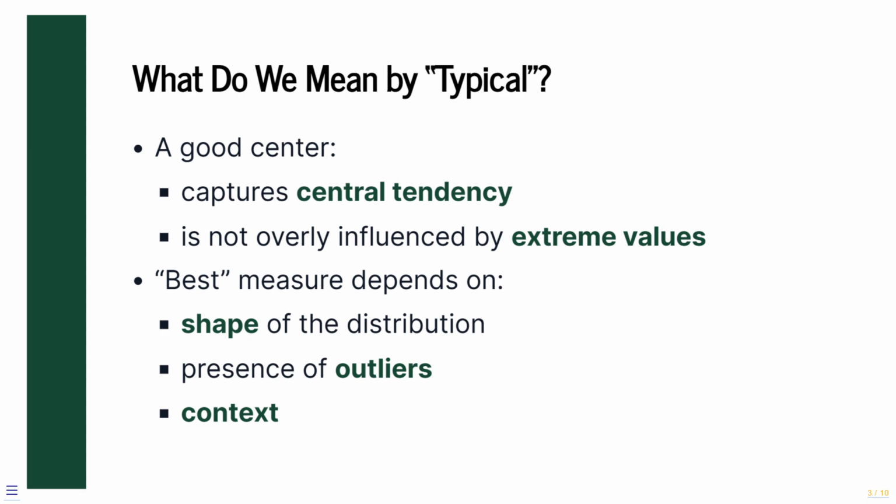A good measure of center should capture the central tendency of the data without being overly influenced by extreme values. However, no single summary works best in every situation. The best notion of typical depends on the shape of the distribution, the presence of outliers, and the context of the data. The 3 most common measures of center, mean, median, and mode, answer the question of typical in different ways.